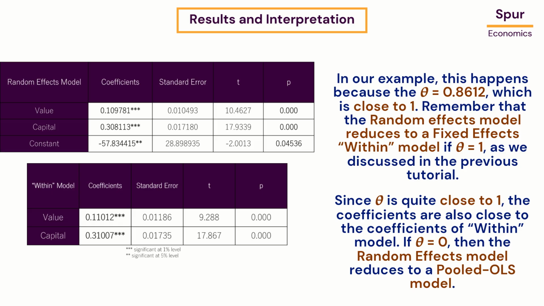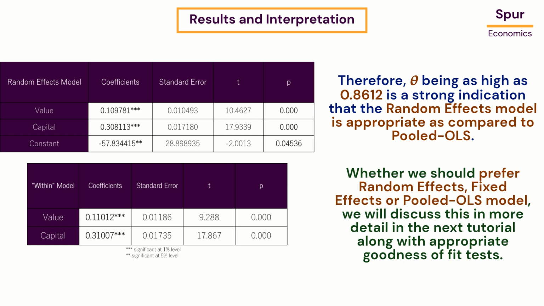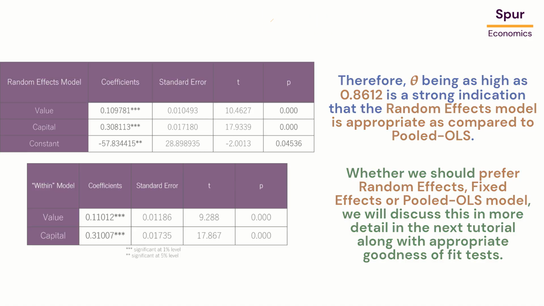If theta is 0, then the random effects model reduces to a pooled OLS model. Therefore, theta being as high as 0.8612 is a strong indication that the random effects model is appropriate as compared to pooled OLS. Whether we should prefer random effects, fixed effects or pooled OLS model, we will discuss this in more detail in the next tutorial along with appropriate goodness of fit tests.